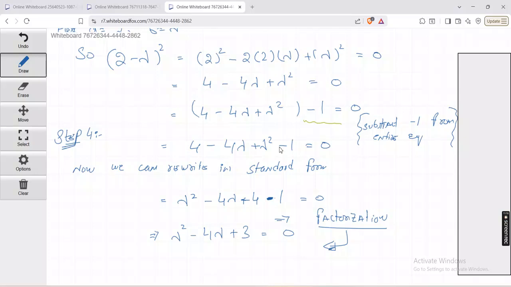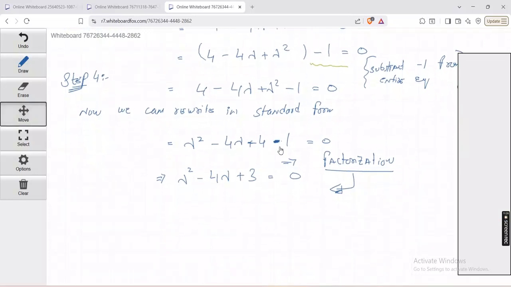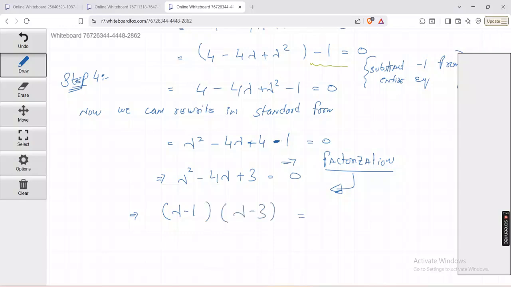We need numbers that when you multiply you will get 3, and when you add you will get 4, from two numbers. You know these are factors. So once you multiply these numbers, you can get lambda minus 1 and lambda minus 3 is equal to 0. When you multiply them you will get 3, and when you add them you will get 4. So now this is the factorization for this one.